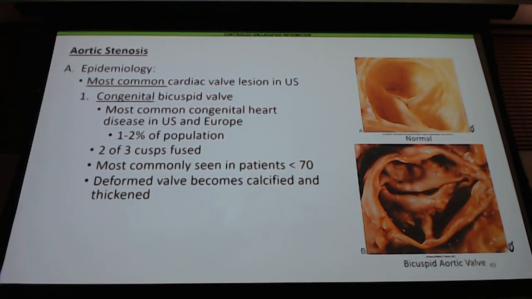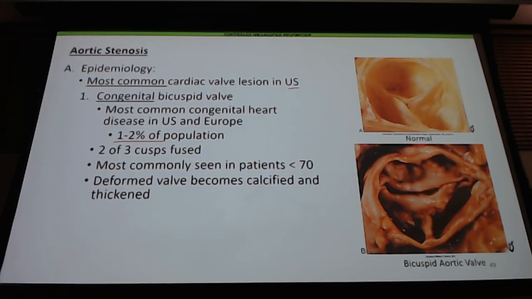Then we went on and we started talking about the aortic valve. And we talked about how aortic stenosis is the most common cardiac valve lesion that we're going to encounter in the United States. So we said mitral stenosis in the world, but in the United States it's aortic stenosis. And the most common cause is a congenital bicuspid valve. So instead of having those 3 leaflets, you only have 2 because 2 of those leaflets are kind of fused together. And it's common in about 1 to 2% of the population. So almost as common as mitral valve prolapse is.